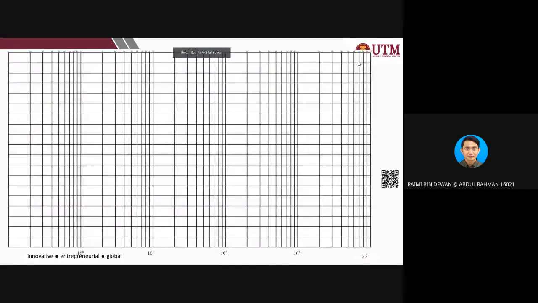Okay, so this is it. And then this is the semi-log graph. You see here in multiples of 10, that's why it's a decade. 10 to the power 0 is 1, 10 to the power 1 is 10, 10 to the power 2 is 100, 10 to the power 3 is 1000, and this one is 10 to the power 4. So it's a decade difference, 10 times difference.